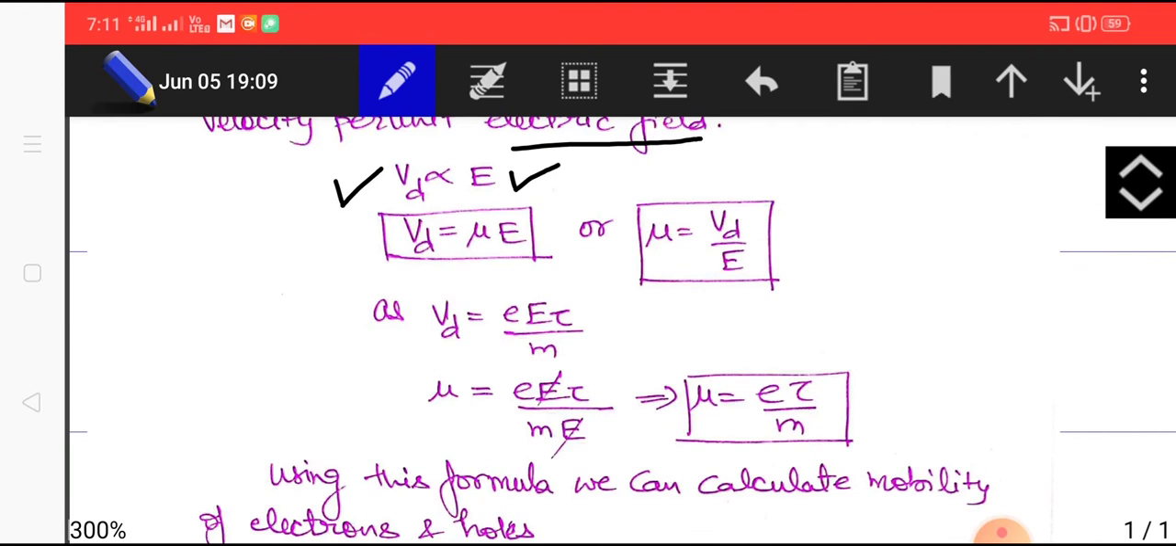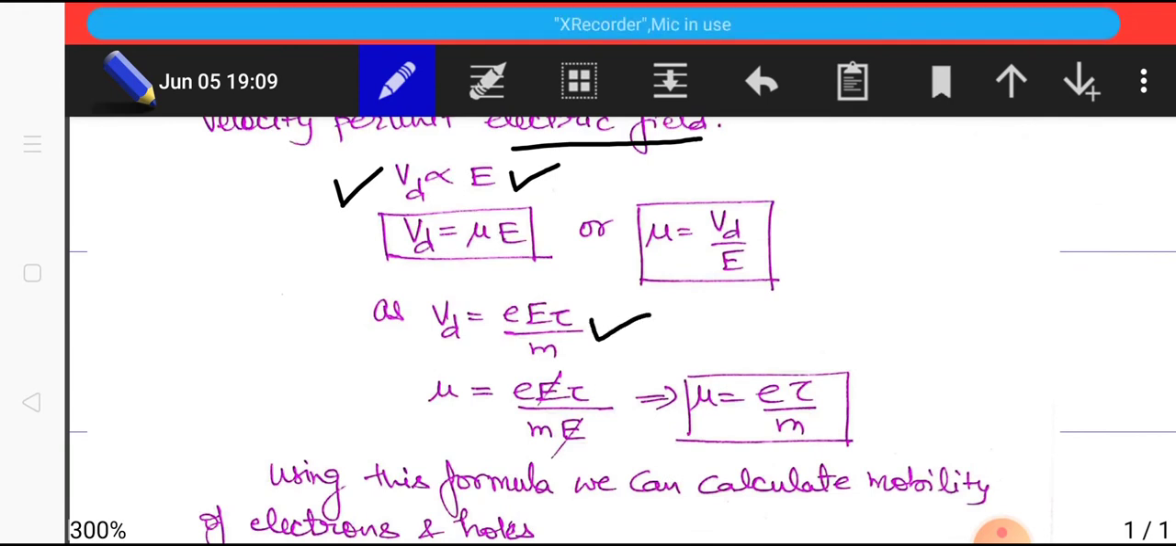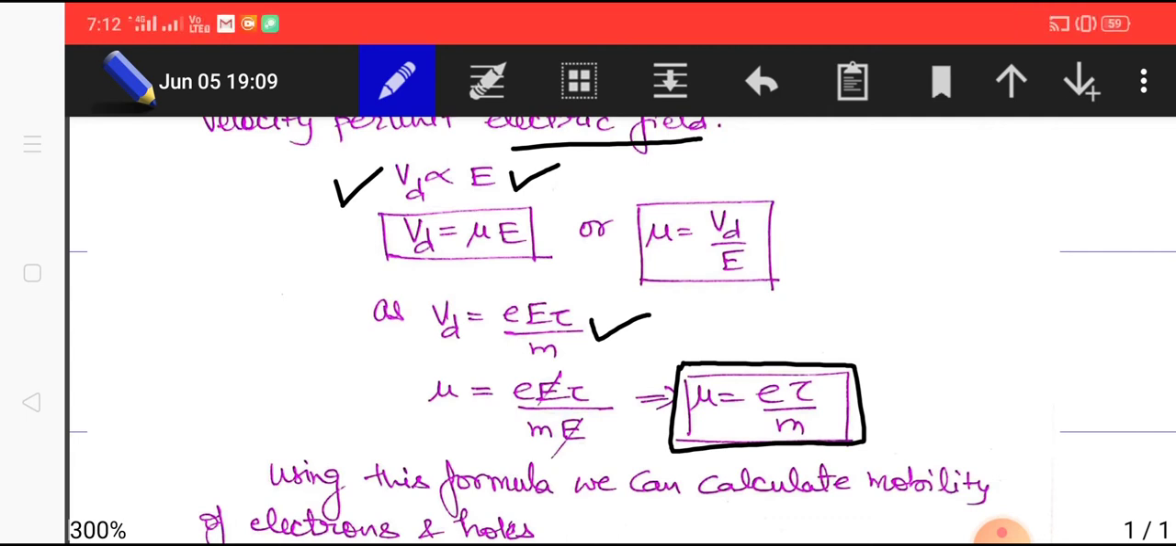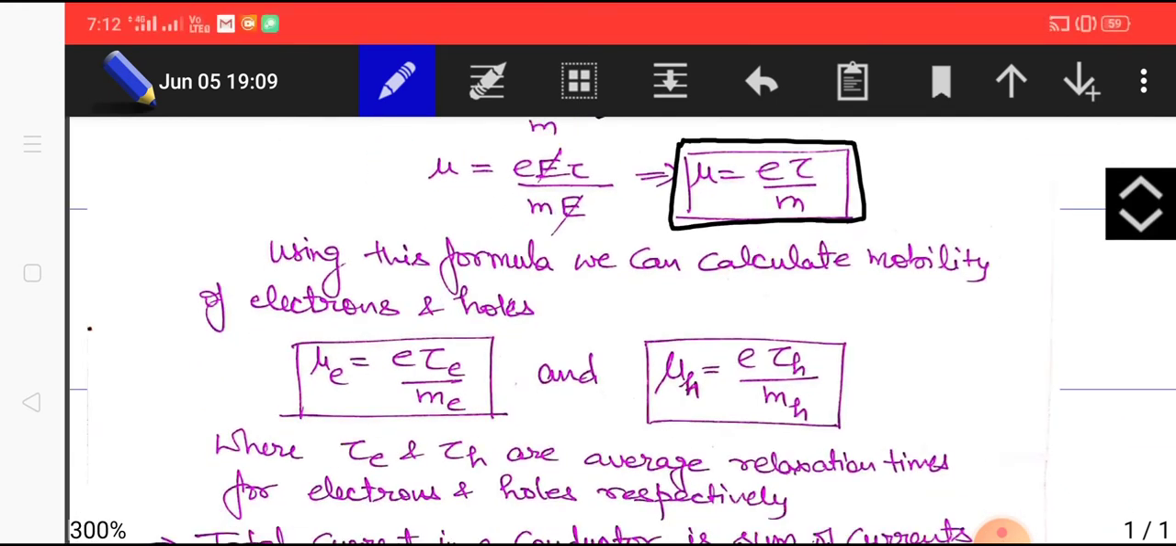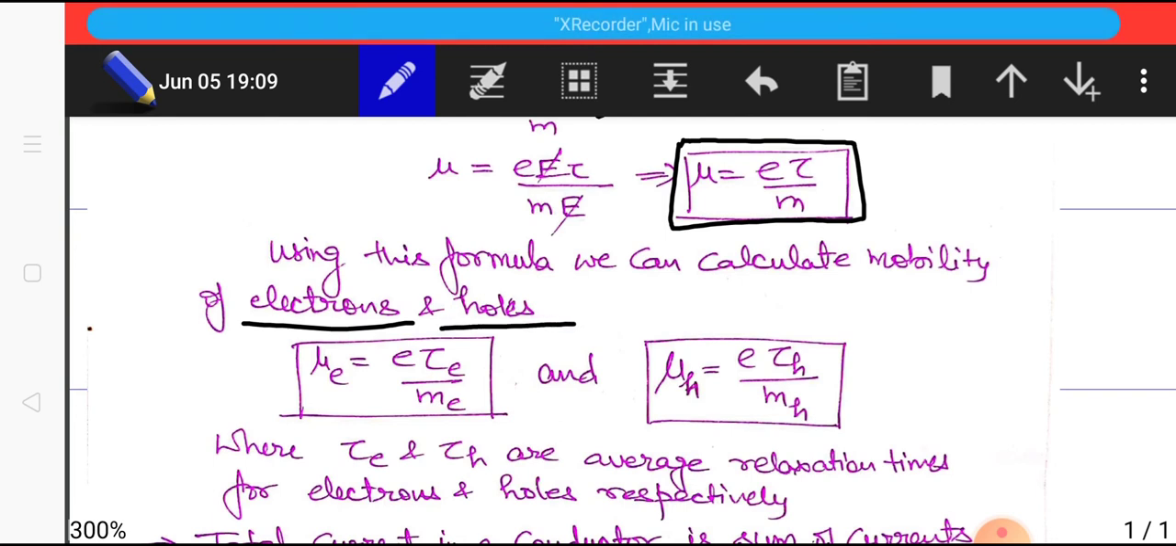As you know, you have already derived the relation Vd is equal to E tau by m. If you put the value of Vd in this relation, you get another relation for mu, that is E tau by m, where E is the charge of the electron, tau is the average time period of collision of the carrier, and m is the mass of the charge carrier, that is the electron. Using this formula, we can calculate the mobility of electrons and holes separately also.